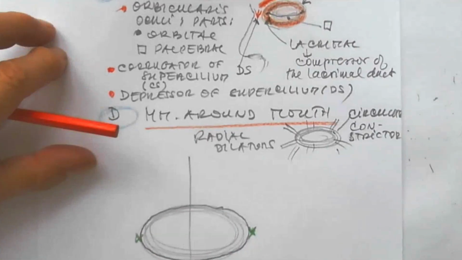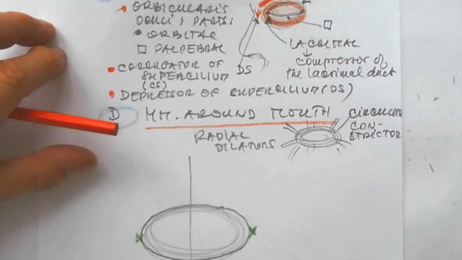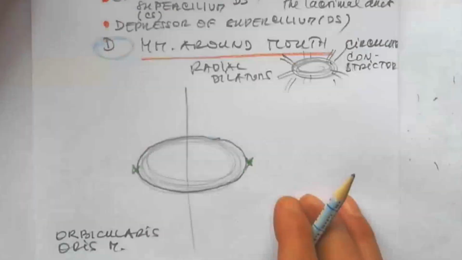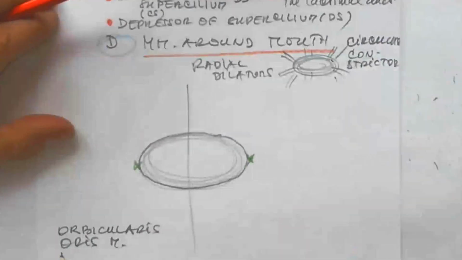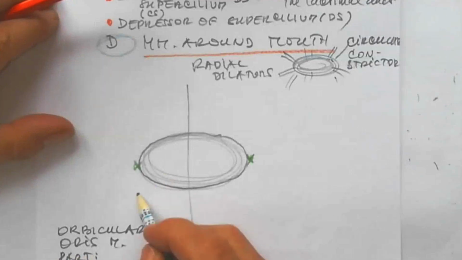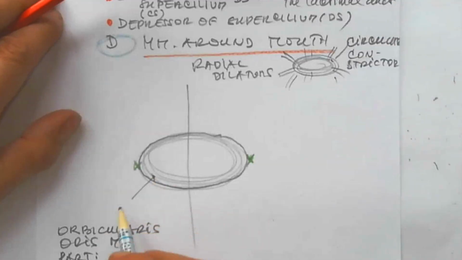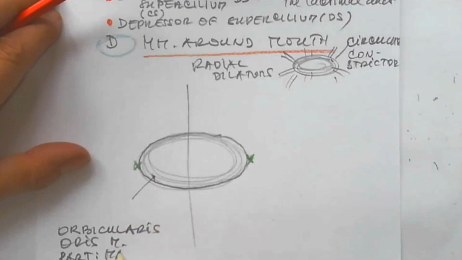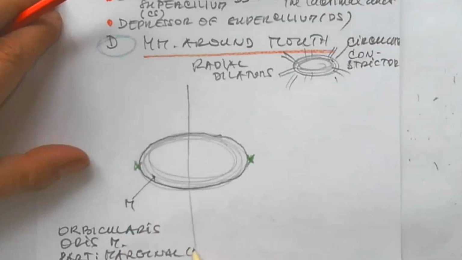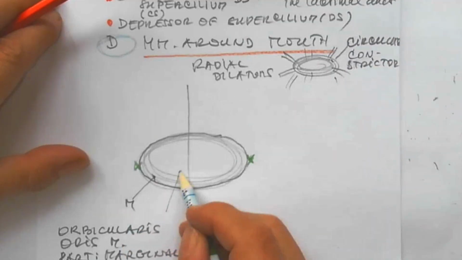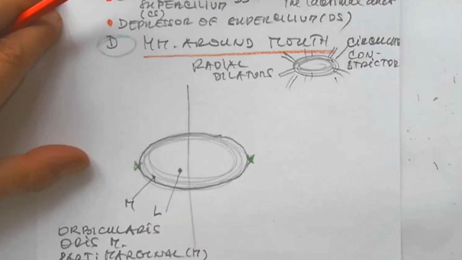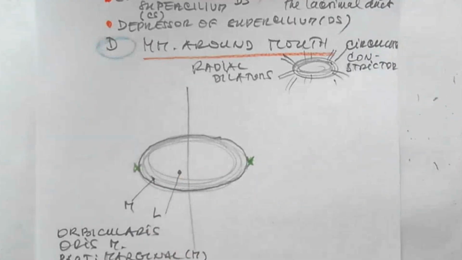So starting first of all with the circular constrictor, we call it the orbicularis oris muscle. And it has two parts. One is the peripheral, we call it also marginal. Peripheral, marginal is the official term, and the internal one is the labial. Peripheral and labial, or marginal.